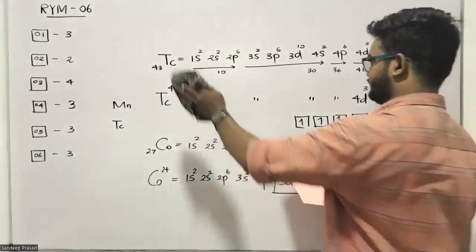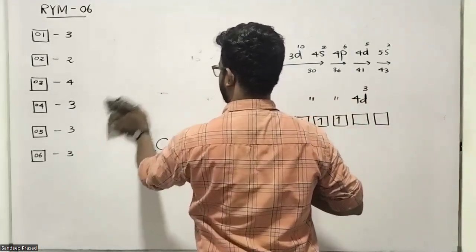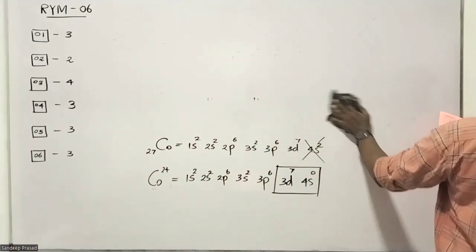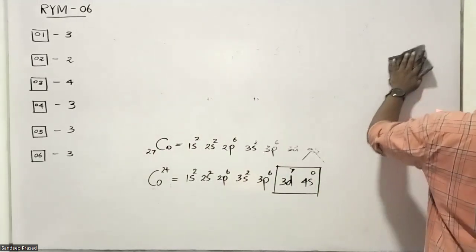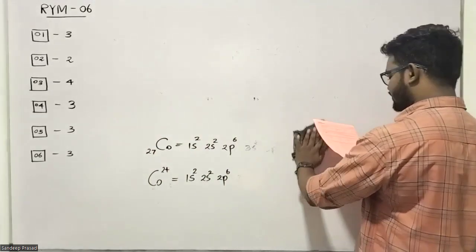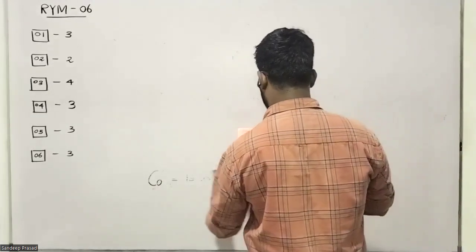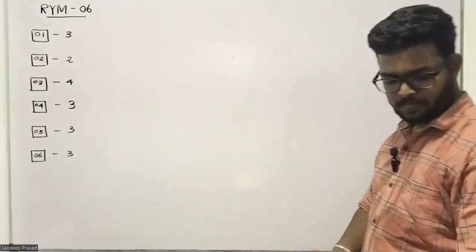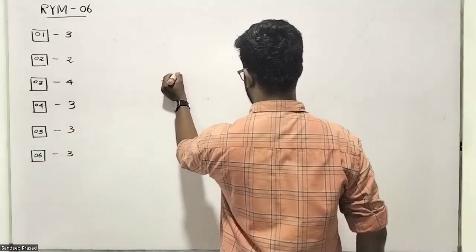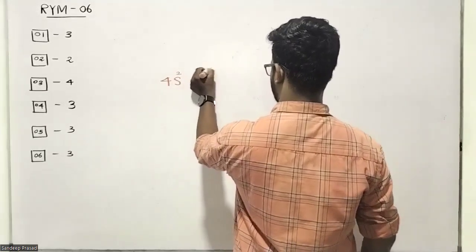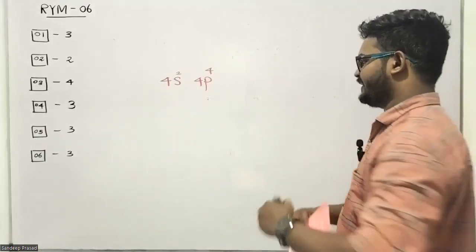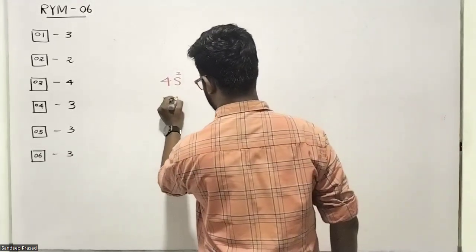Let's move to question number 7. They have asked: what is the number of orbitals containing unpaired electrons present in the last sub-energy level of an element whose valence shell configuration is 4s2, 4p4? Students, if they have given the 4s2, 4p4 configuration, you should understand that the s orbital is completely filled with electrons.